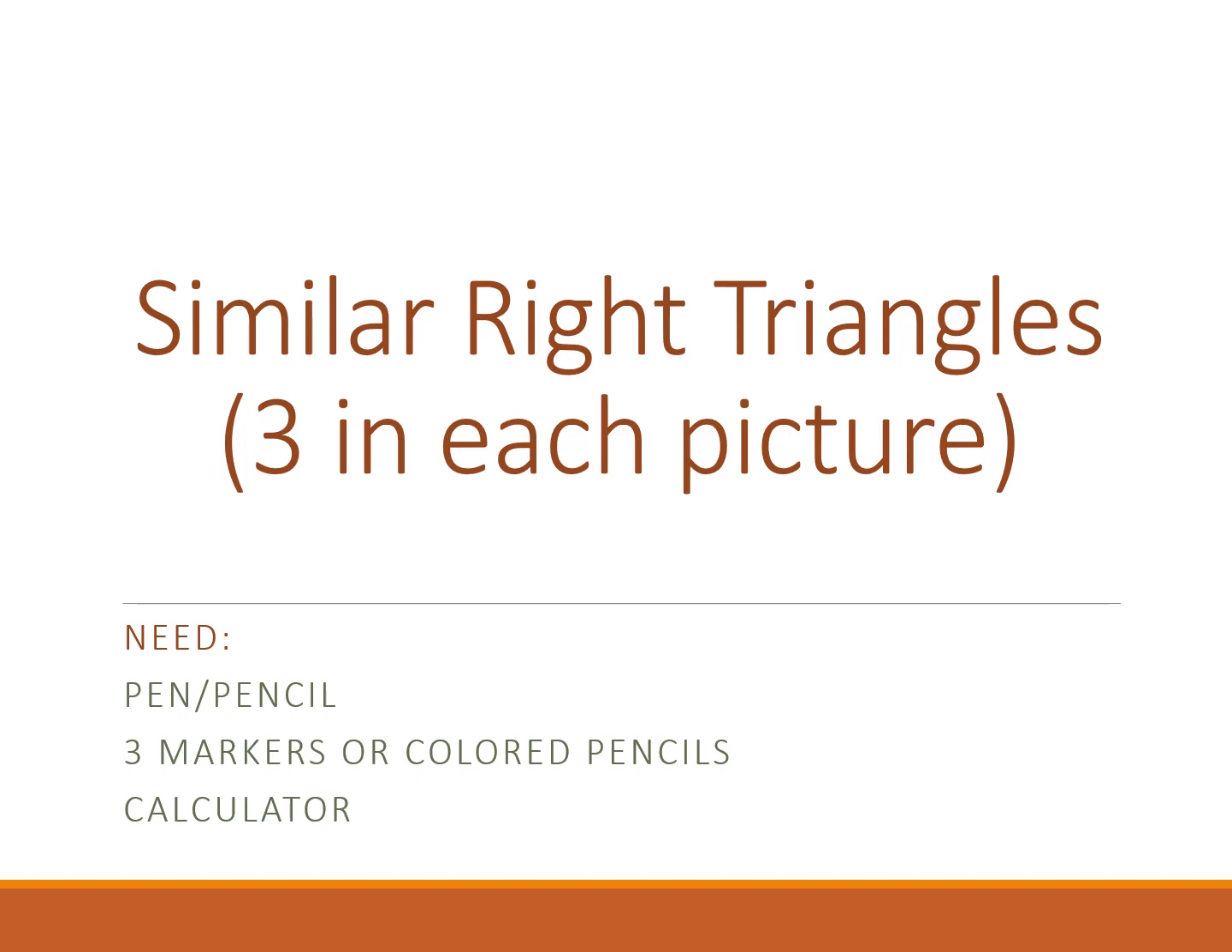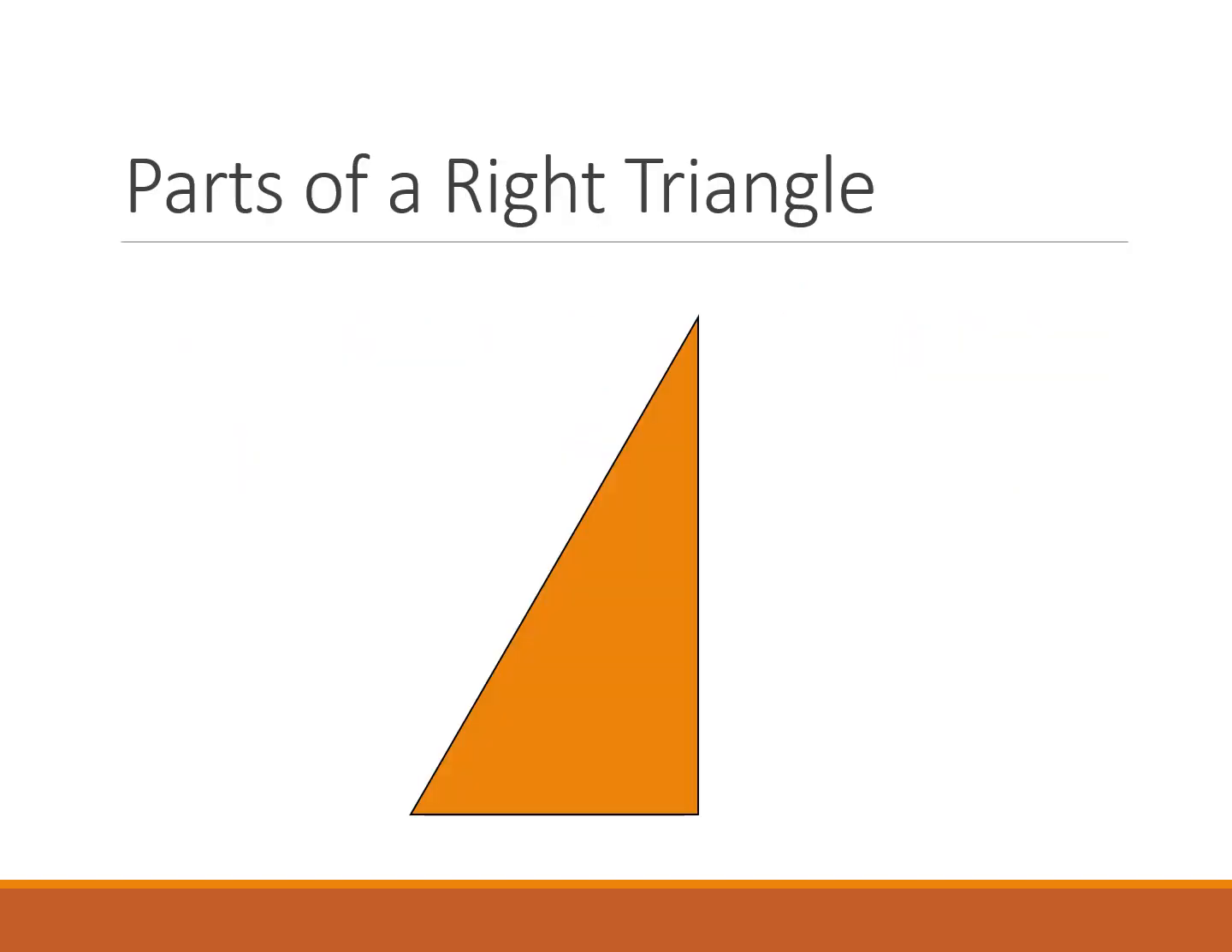Hello, ladies and gentlemen. Today we're going to talk about similar right triangles and when we can see three in a picture, how we might use that to help us solve. You're going to need something to write with. You might want 3 markers or different colored pencils, and you're probably going to want a calculator. So let's get started.